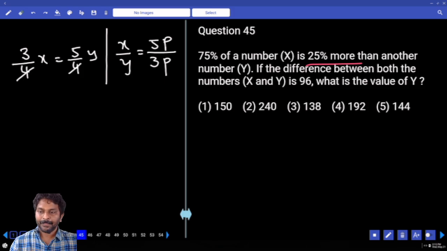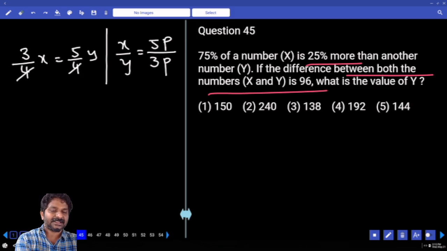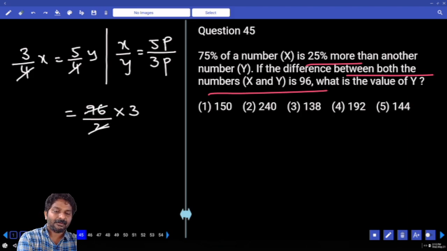Correct? The difference between both the numbers X and Y is 96. In terms of parts, it is 2 parts. 1 part is 96 divided by 2, 48. What is the value of Y? Y is equal to 3 parts, that is into 3. Answer: 48 times 3. Answer ends with only 1.